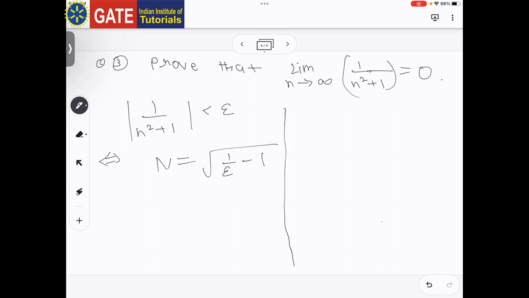I was thinking of something else also. Look, 1 by n square plus 1 is lesser than 1 by n square. And let's suppose this is lesser than epsilon. From here you will get n to be greater than 1 by root epsilon. So you can choose your capital N to be 1 by root epsilon. And this will be true for every epsilon also. Sir, in this, 1 minus epsilon is a very small number and this is approximately equal to 1. It's the same case.